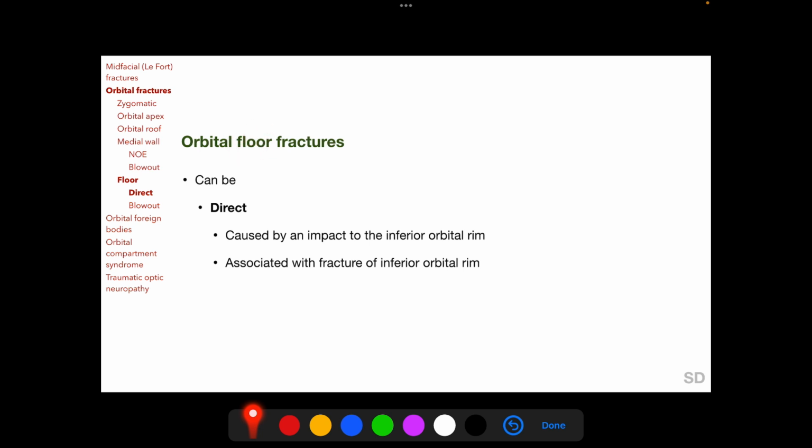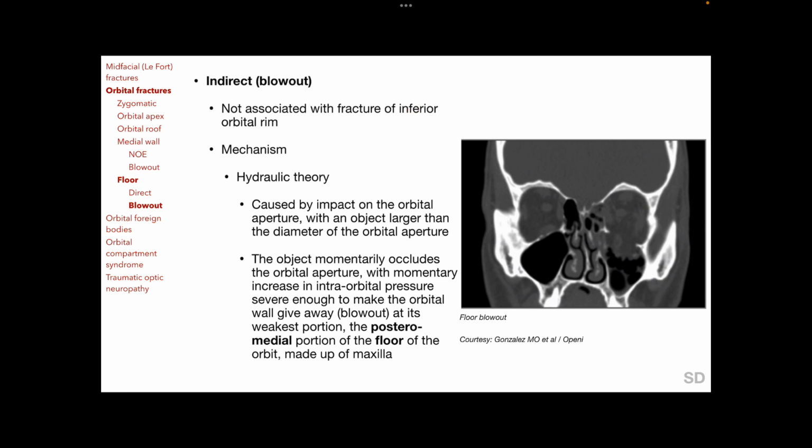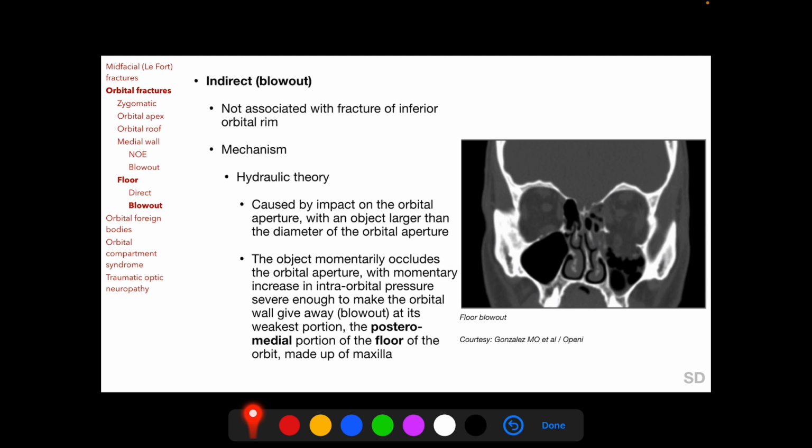Orbital floor fractures, like medial orbital wall fractures, can also be either direct or indirect, indirect being called blowout fractures. Direct orbital floor fractures are caused by an impact to the inferior orbital rim and are associated with fracture of the inferior orbital rim. Indirect or blowout fractures of the orbital floor are not associated with fracture of the inferior orbital rim, as per the definition of orbital blowout fracture. And there are two theories to describe the mechanism of occurrence of a blowout fracture, whether of the orbital floor or the medial wall. One is the hydraulic theory and the other is the buckling theory.